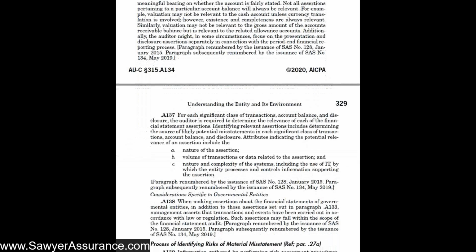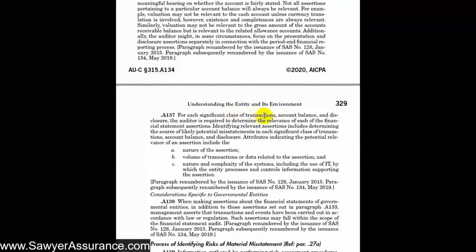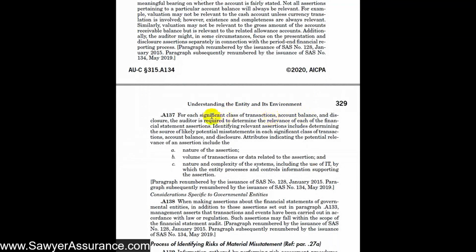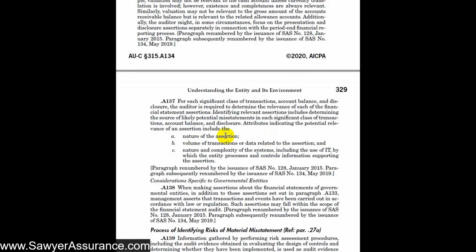So for each significant class of transactions, account balance, and disclosure, we're required to determine the relevance of the assertions. And that would include determining the source of likely potential misstatements. Things we might consider might be the nature of the assertion, the volume of transactions or data related to the assertion, and the nature and complexity of the systems, including the IT.